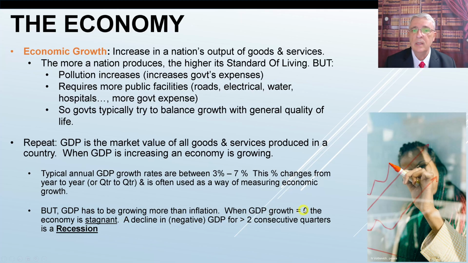So when GDP growth equals zero, the economy is stagnant. That's a bad thing. A decline, negative GDP for 2 consecutive quarters, is a recession. Yes, we hear that word a lot and it's thrown around, but there is an actual definition for it: GDP declines for 2 or more consecutive quarters.